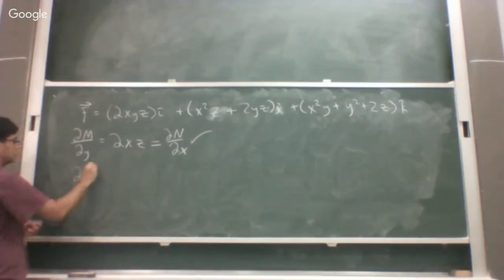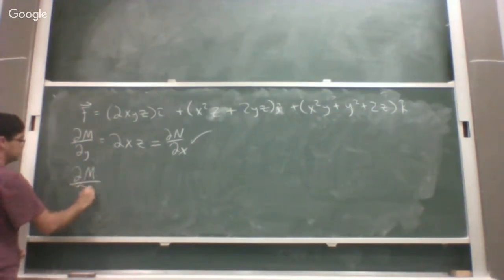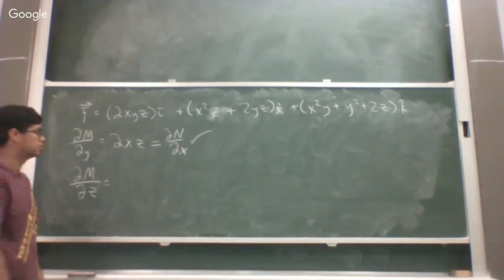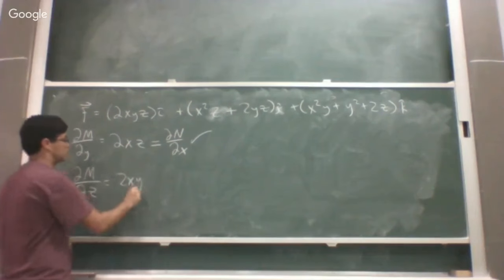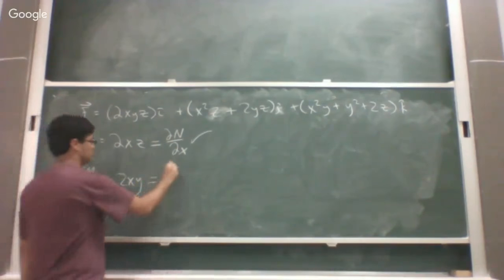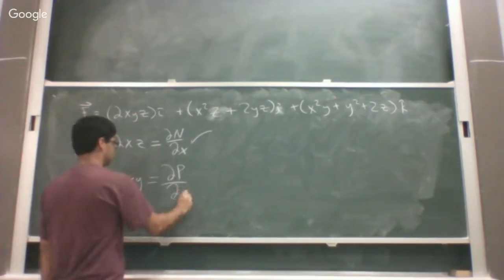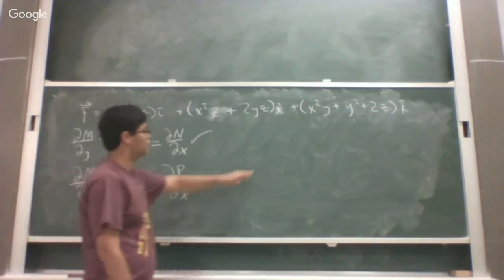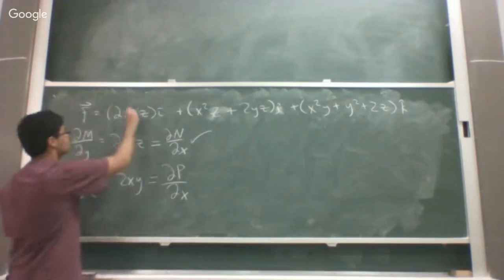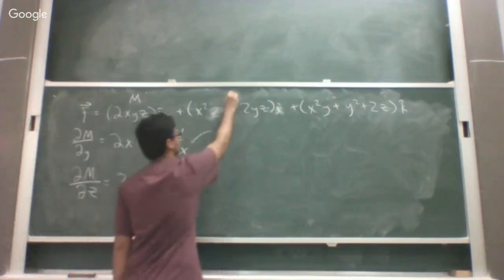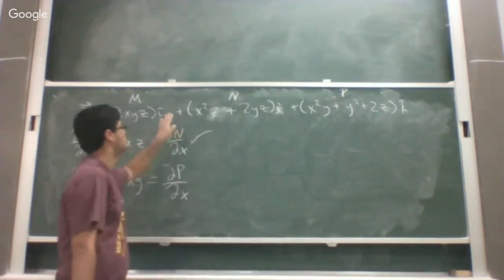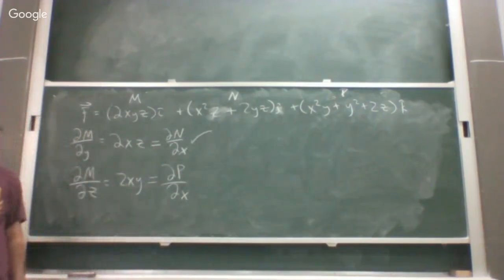The partial of m with respect to z is equal to 2xy, and that's supposed to be equal to the partial of p with respect to x. If we look at p with respect to x, we get 2xy. Sorry, I should have written this: this is m, this is n, and this is p, where m goes with i, n with j, and p with k.